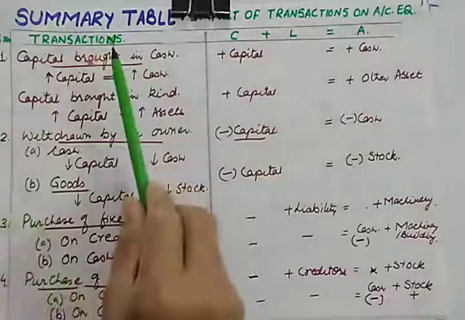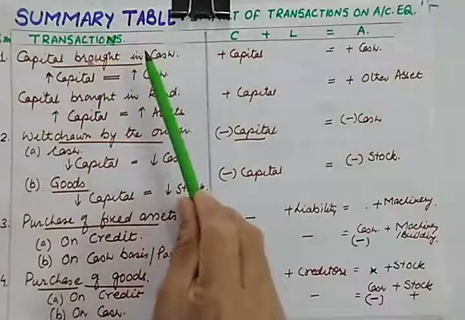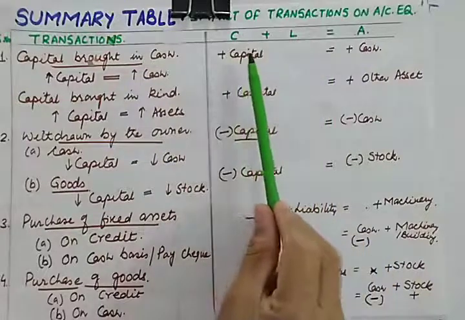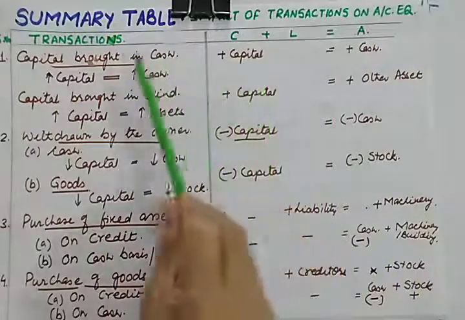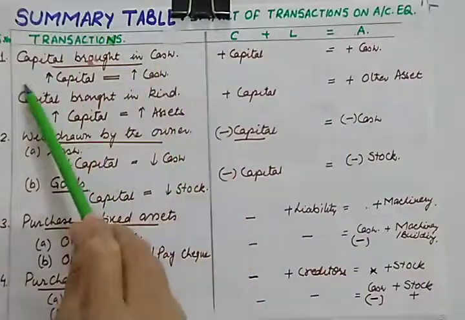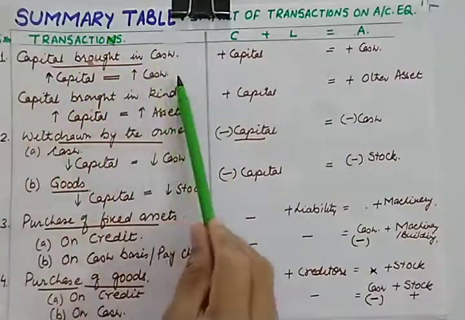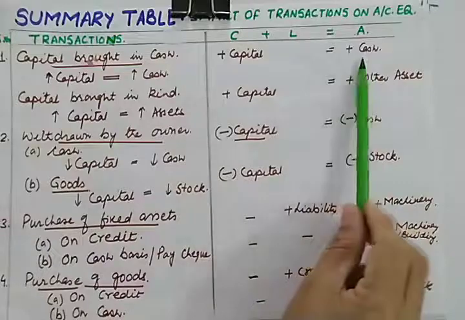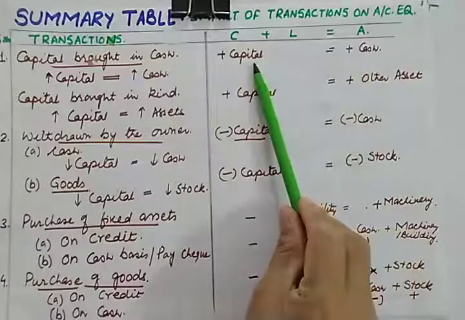Hello dear students, so let us complete the topic of accounting equation which was left incomplete before vacations. So let us start with the summary table. First transaction was capital brought in by cash, brought in by the new partner. So this will increase your asset, cash will increase and capital will increase.